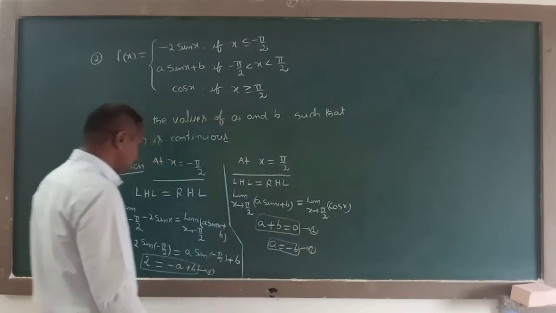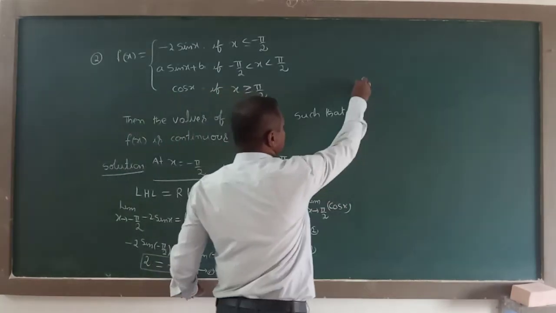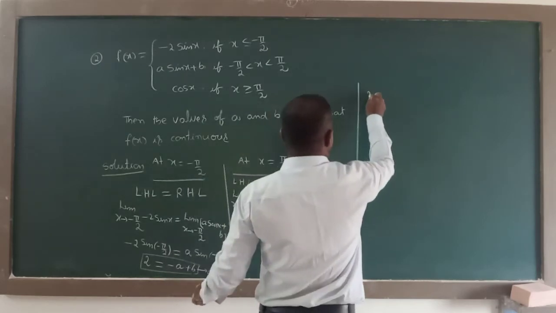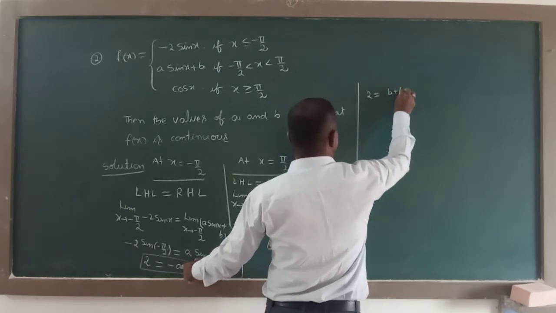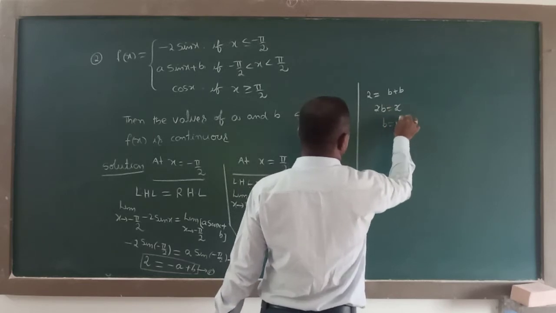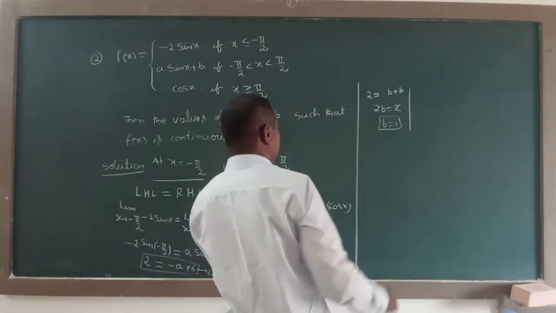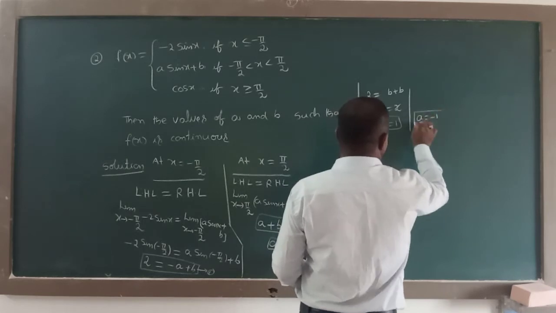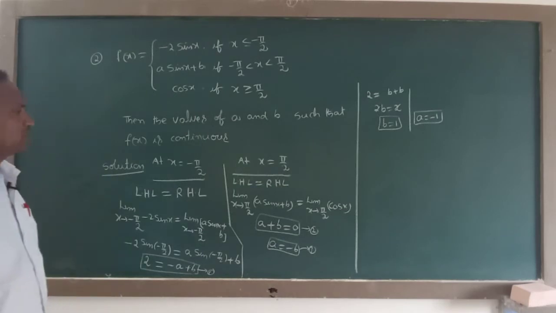Put a is equal to minus b in equation number 1. If we put minus b instead of a, 2 is equal to minus minus b plus b, so 2b is equal to 2, and 2 gets cancelled, b is equal to 1, we got here. Then if we put b is equal to 1, a is equal to minus 1. Therefore a is equal to minus 1 and b is equal to plus 1 here.